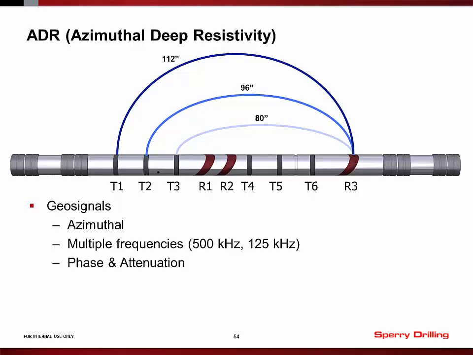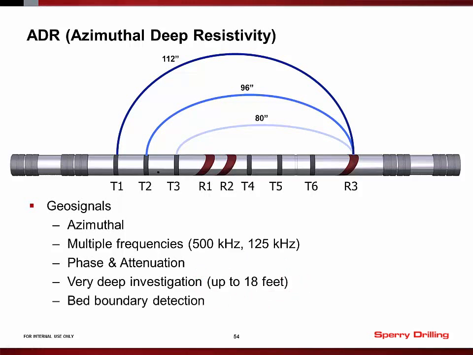But we do get phase and attenuation geosignals, both of which are used by our geosteering engineers when they're steering the well. And this gives us a very deep depth of investigation. The deepest measurement comes from the longest spacing, this 112-inch spacing, running at 125 kilohertz from the attenuation measurement. That combination gives us the deepest measurement, which goes out to about 18 feet from the borehole.